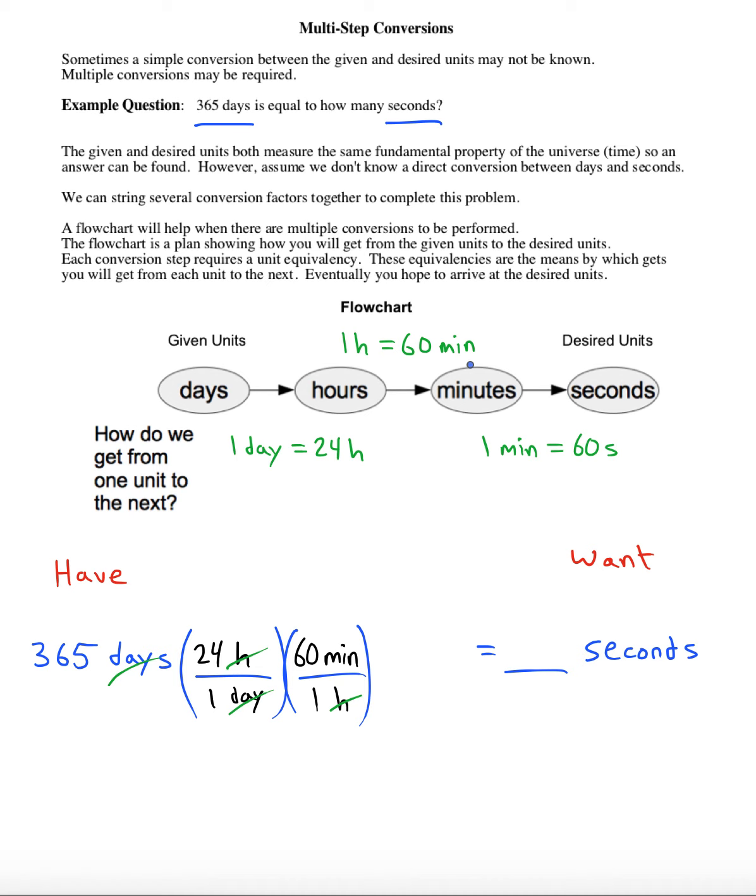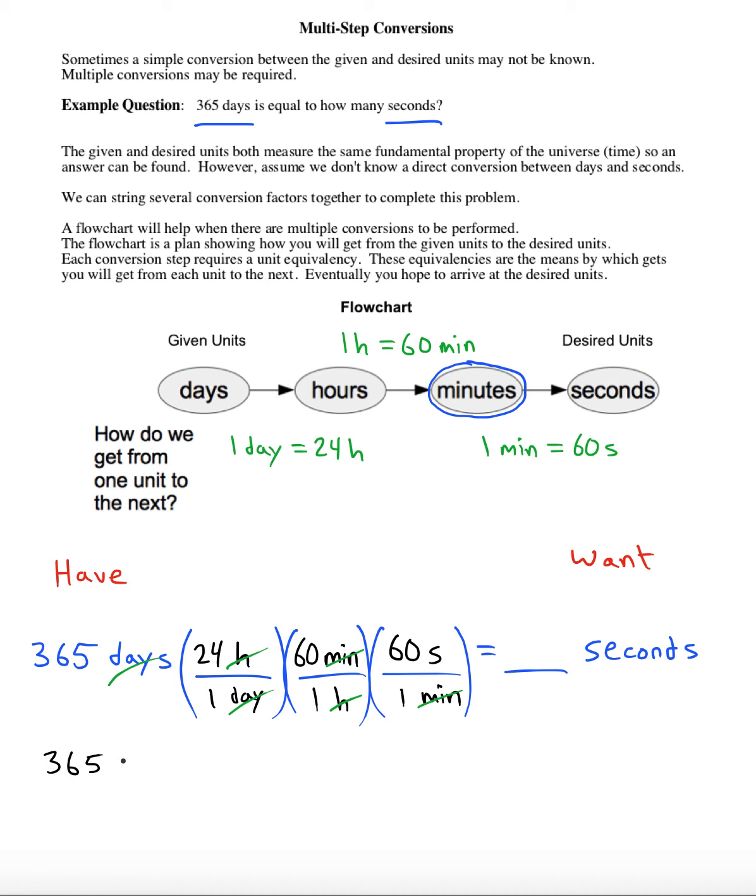But minutes isn't quite good enough. We would be here now, and we're almost there. We just need to make one more conversion. Let's go to seconds now. We want minutes on bottom so that we get rid of the undesired units. And we know there's 60 seconds in a minute. Now the seconds will actually stay. There's nothing for it to cancel with, and that's exactly what we want. We want our final answer in seconds.